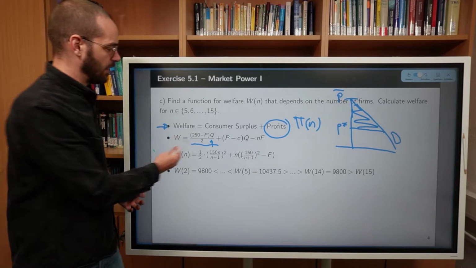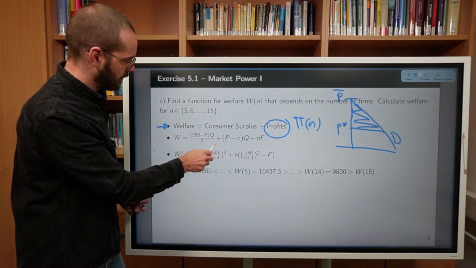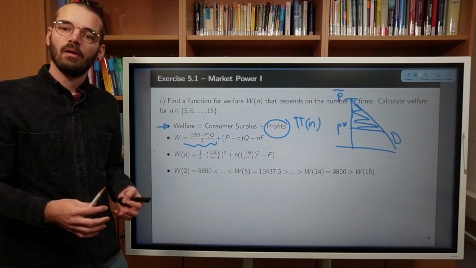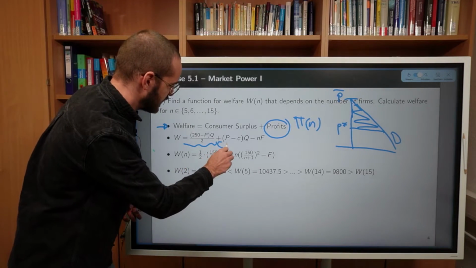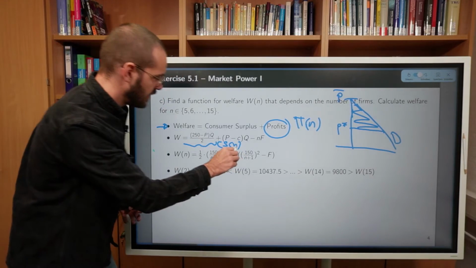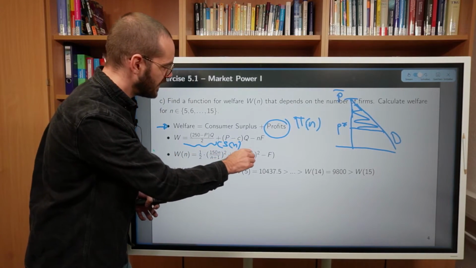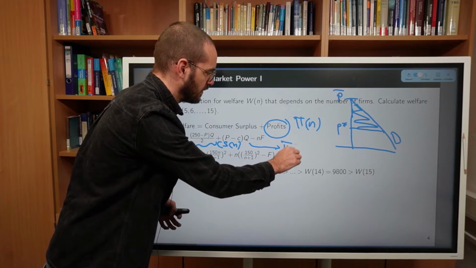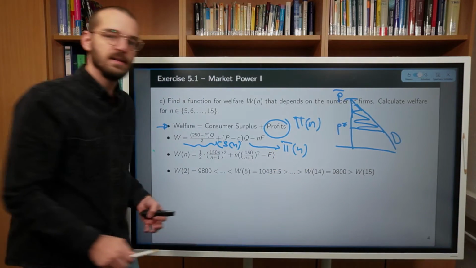And so we have now found consumer surplus as a function of n. Let's name this CS of n. And we have already expressed on the previous slide the profits, pi of n, all right?